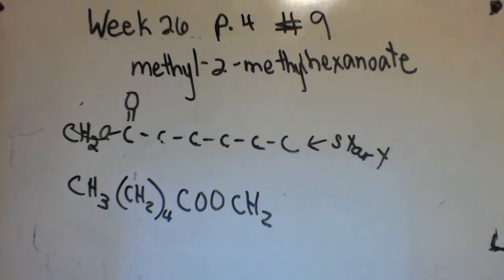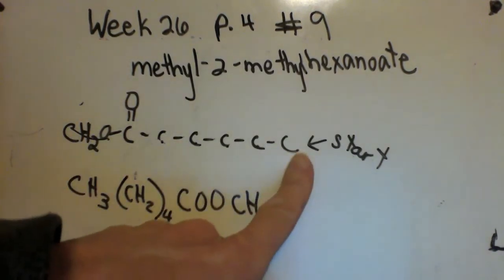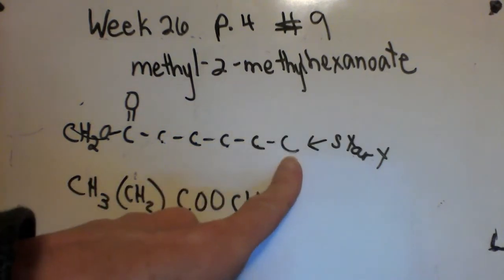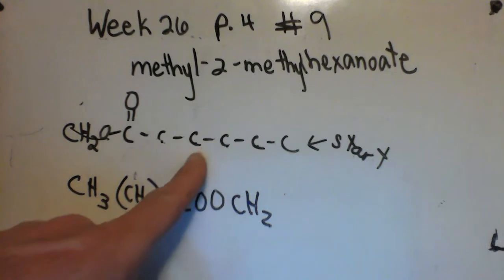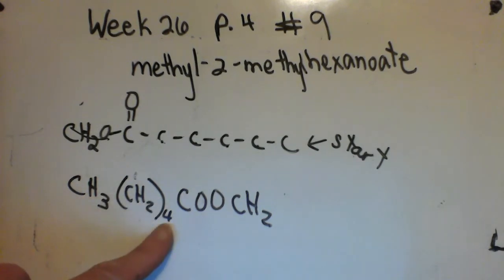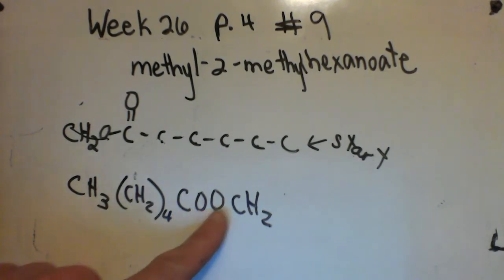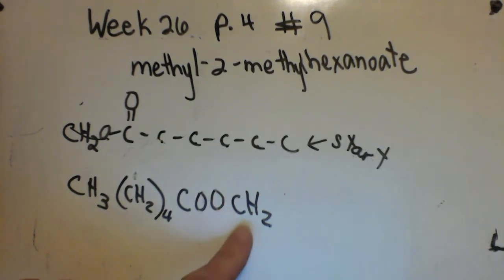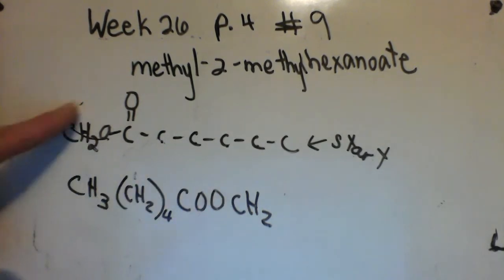For the condensed structural formula, I started on this end. This is CH3 because 3 hydrogens will be bonded around here. We have 1, 2, 3, 4 CH2s. So we write CH2 in parentheses with a 4 as a subscript. Then we have COO, just like a carboxyl group, but instead of the H, we have a CH3. And that's what makes it an ester.